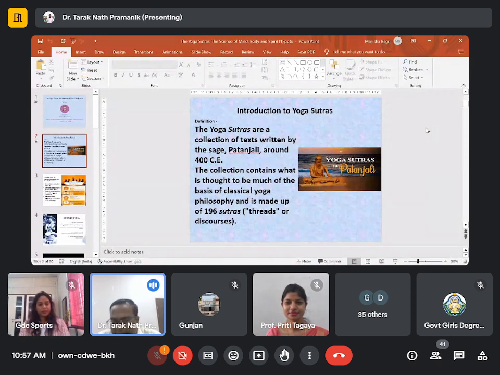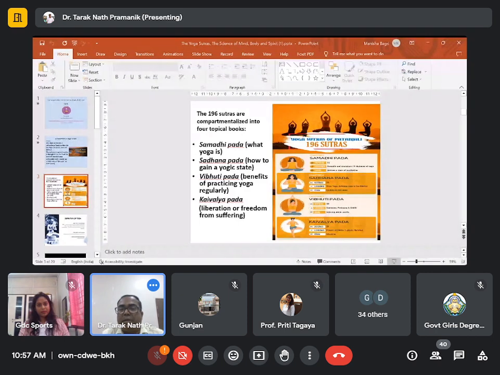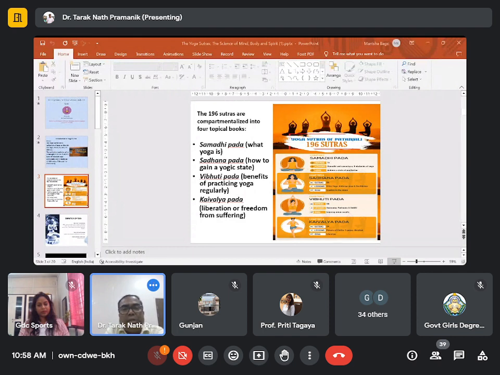And the sutra is again maths, science, physics, philosophy. So when you try to understand the sutras: the Samadhi pada, then the Sadhana pada, then the Vibhuti pada, then the Kaivalya pada. If I speak of the four padas, or sub-contents, it takes a full one to two hours, so I will just give a brief on that.